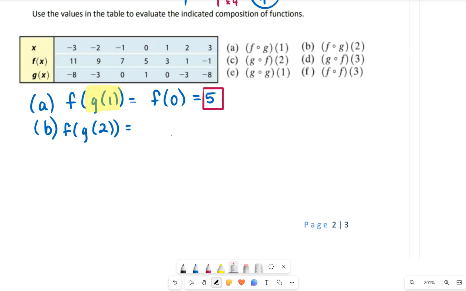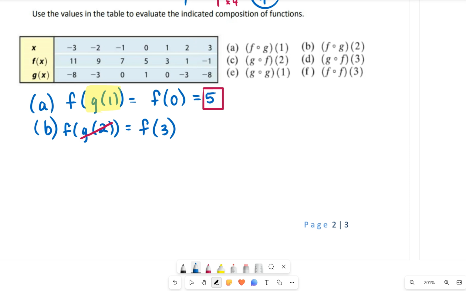Let's try it again. We are starting with g of 2, where your x is 2. So I'm going to start here at 2, and I'm going to go to my g function, which is 2 rows down, because it says here, go to your g function, right? So g function is going to be 3. So let's replace that with a 3. So I'm going to cross through g of 2, and I'm going to say f of 3.